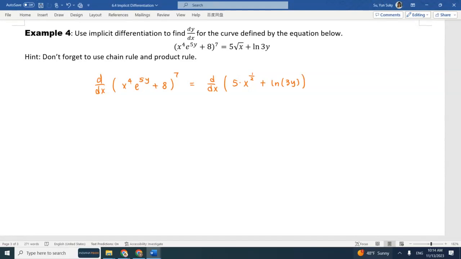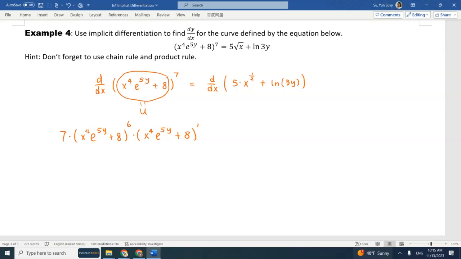All right, let's see. We take the derivative. Do you see the left-hand side is a composite function? Yes, composite function. Joseph, what is the derivative of u to the 7th? 7 times u to the what power? 6. And then times u prime.